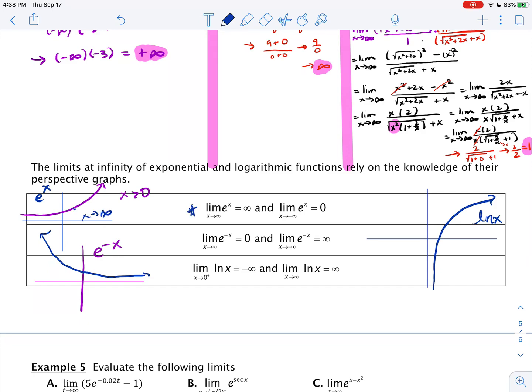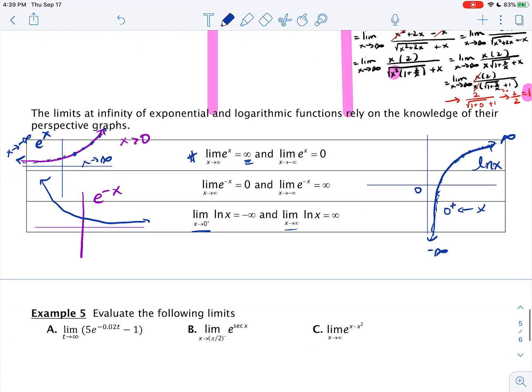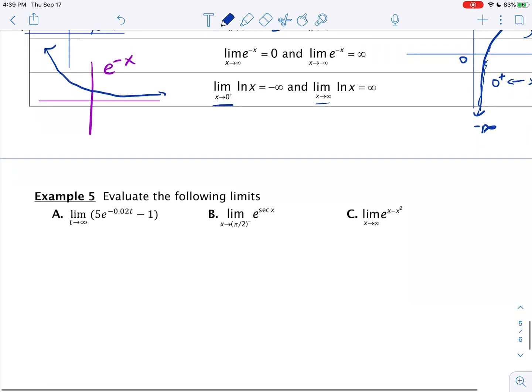So we can see with this one, as x goes to infinity, my function outputs are going to infinity. And as x goes to negative infinity, we are headed towards 0. Good, because it's e to the minus infinity, and that would be 1 over e to the infinity, and 1 over e to the infinity is going to 0. And we also see as x approaches 0 from the right, our natural log outputs are headed towards minus infinity. And as x goes to positive infinity, our function outputs are headed to infinity. So those are good to keep in mind when calculating your limits.